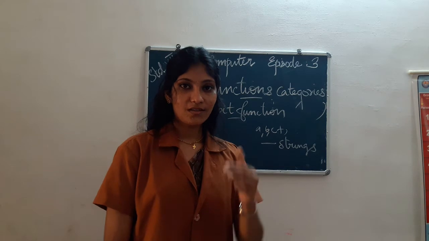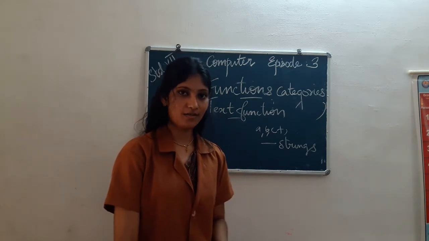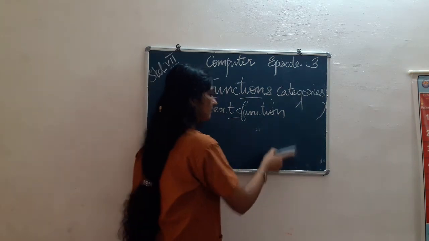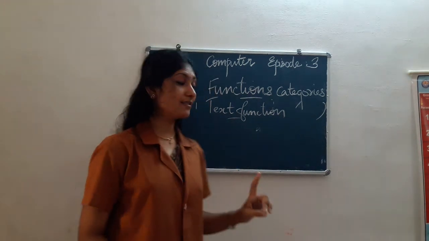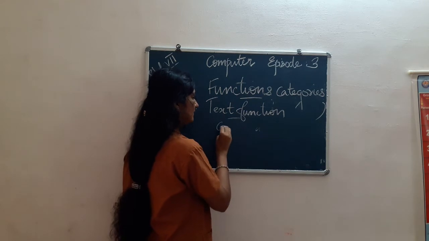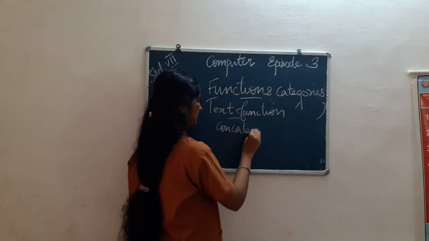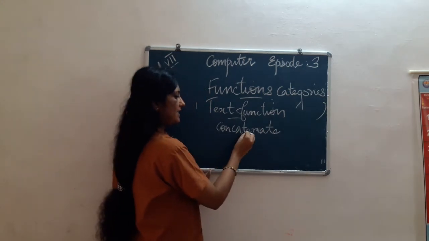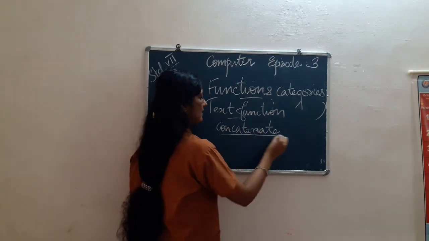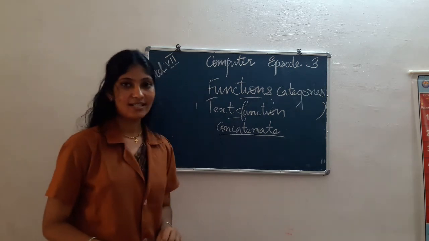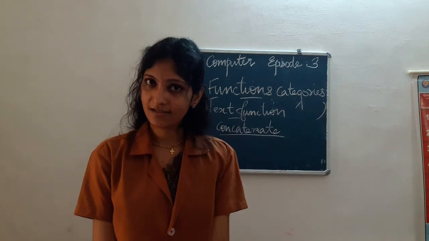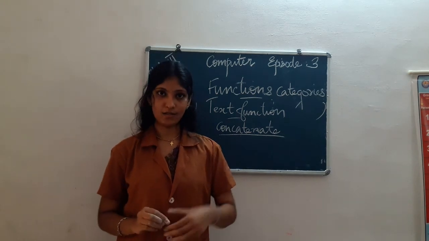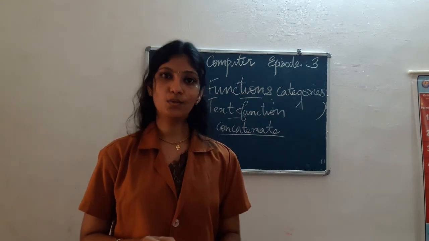And in text function there are also many other functions. First one is concatenate. So the first text function's name is concatenate, C-O-N-C-A-T-E-N-A-T-E. Then what do you mean by concatenate? Concatenation means joining multiple strings into one.